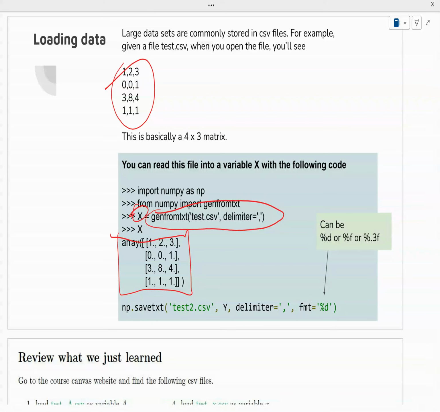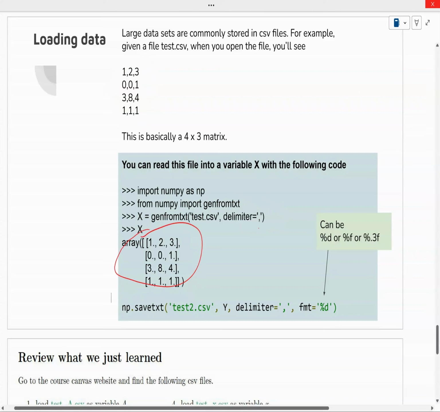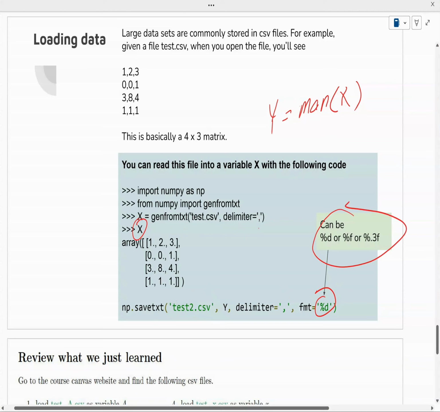You have some data and you load the data into some variable X, and then you can perform various operations on it. After you perform various operations, you can export it. So you do some manipulation on X, and then output some Y, and then you can save this into another CSV file, which we call Y, and make sure whether this is integer or float right here. If it's float, you use this one. Integer, you use this one.